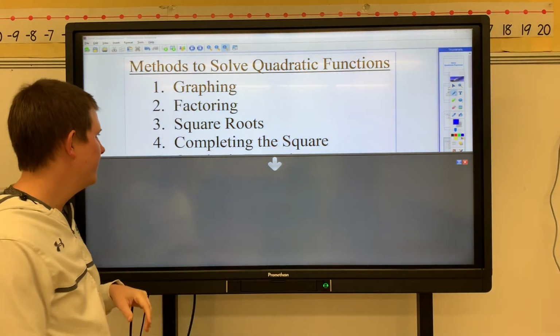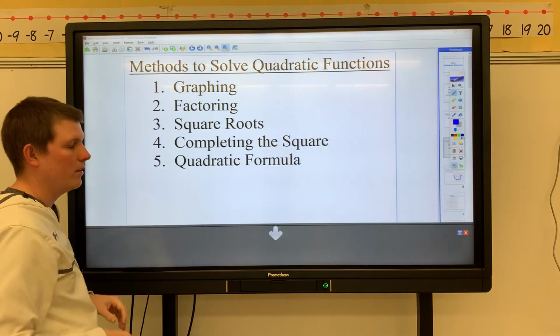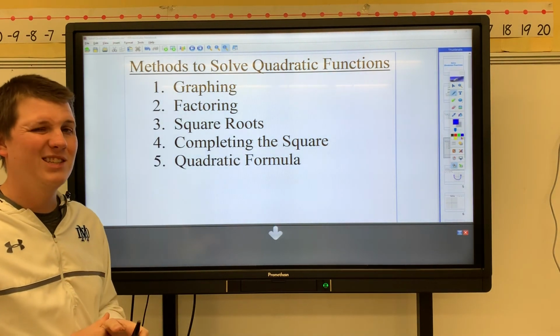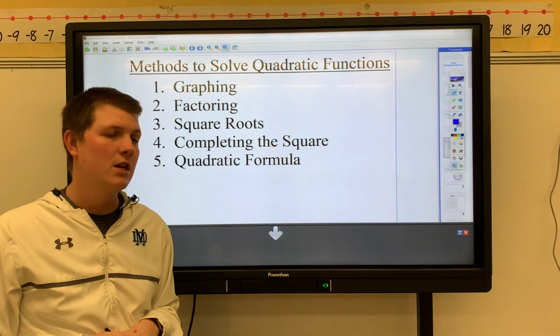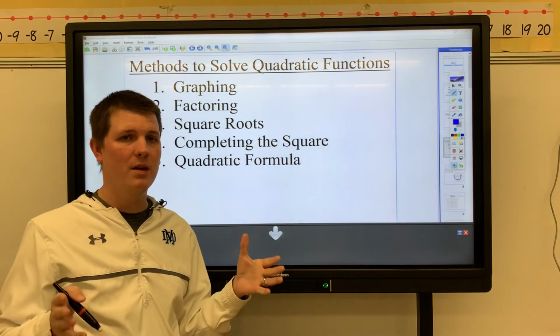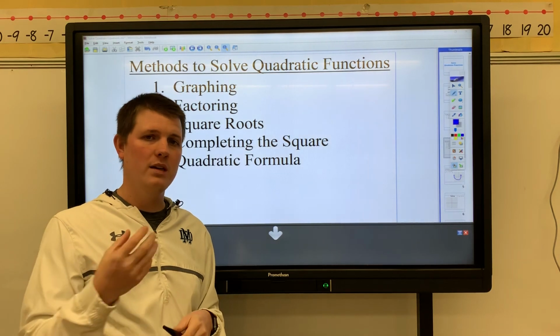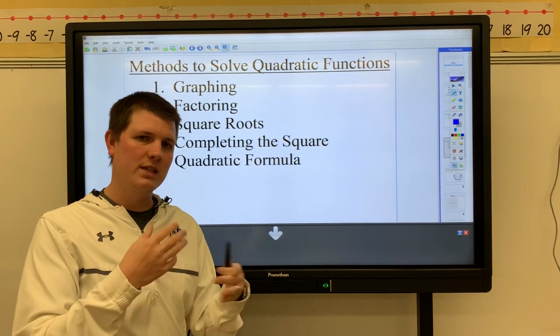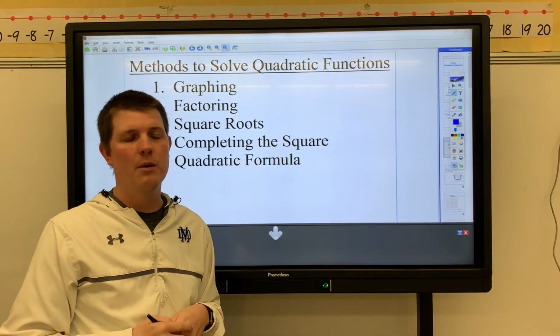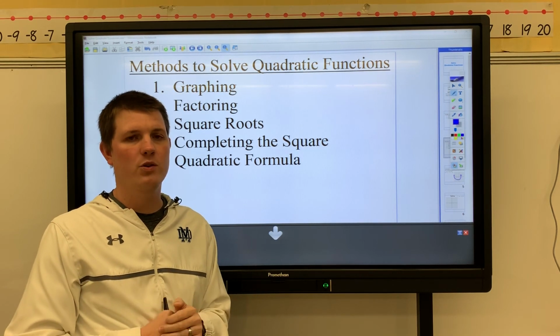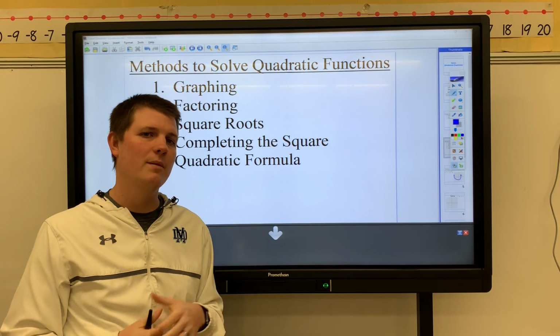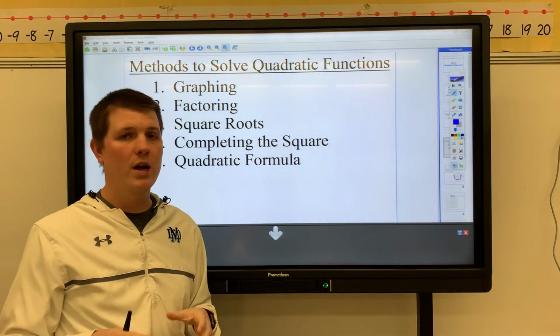The last method is called the quadratic formula. The quadratic formula, when you first see it, is going to look really, really complicated, but once you actually work it out, it's pretty easy. The quadratic formula is just a formula, and you plug numbers into the formula, and it works it out, and it'll pop out an answer, and once you get the hang of it, it's pretty simple. So these are the 5 methods to solve a quadratic function. And we're going to be talking about at least most of them throughout the upcoming weeks.